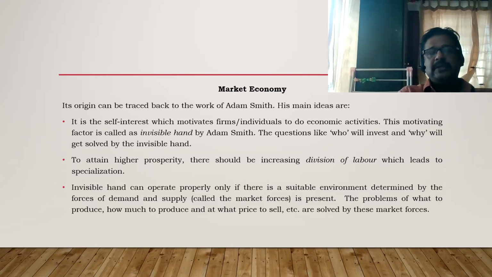To attain higher prosperity, there should be increasing division of labor, which leads to specialization. Again, the concept of division of labor was introduced by Adam Smith. Now, what is division of labor? The whole process of manufacturing should be divided into sub-processes, and each sub-process should be entrusted to one person. Because of that, that person will become an expert in doing that job, which increases his specialization and expertise, and because of that, there will be an increase in production also.